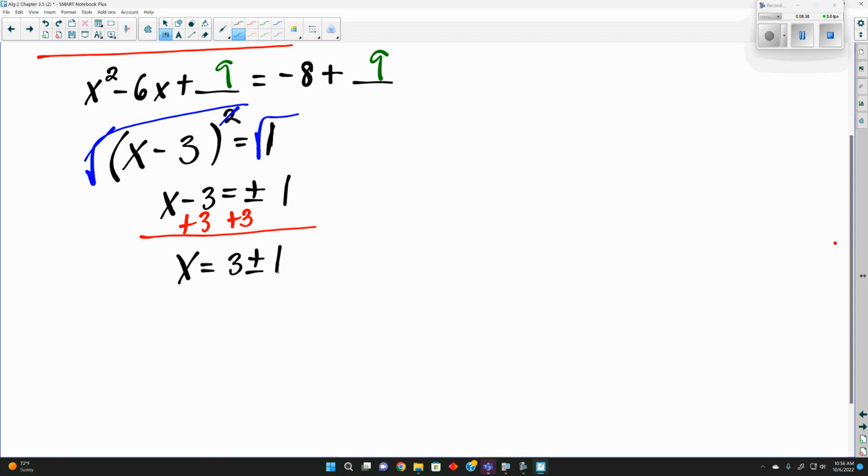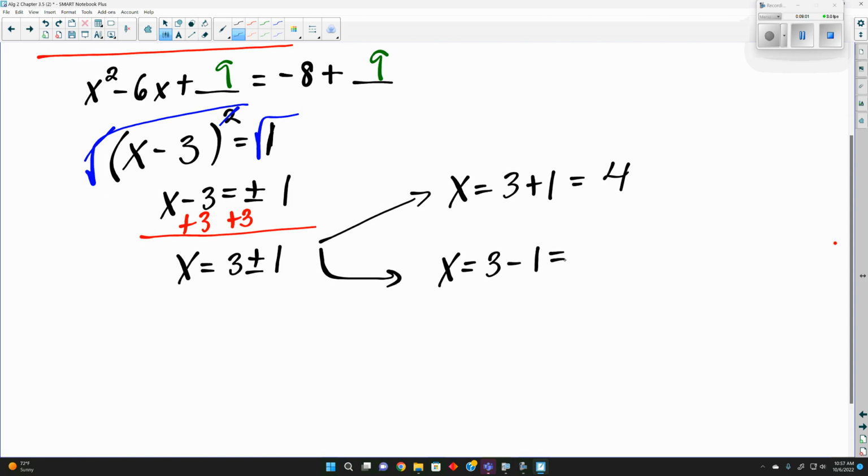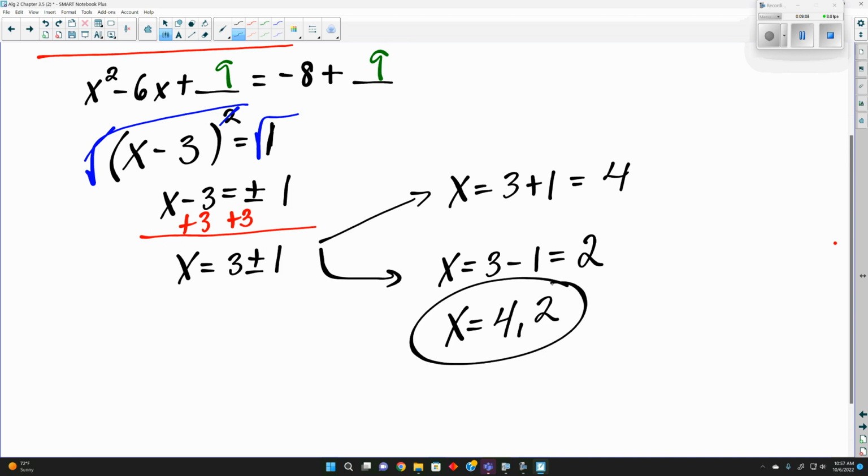Now, whenever we get to this part here, we do need to ask ourselves, or kind of check and see, can I add these two numbers together? Can we add 3 and 1? Can we subtract 3 and 1? If we can add them, that means we can also subtract them. So we need to do 3 plus 1, which is 4. We also need to subtract them. 3 minus 1 is 2. So the answers for this here are 4 and 2.